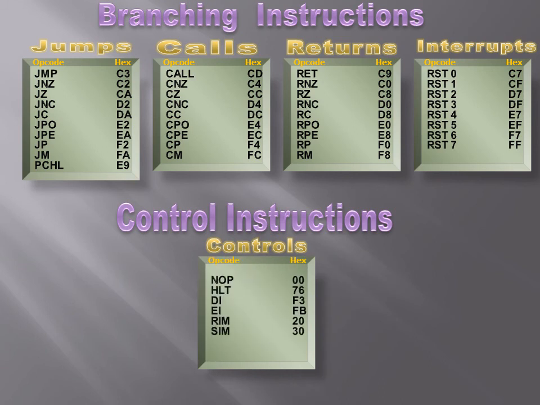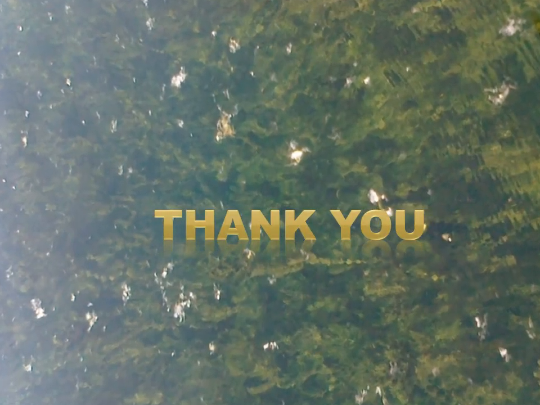Then we have the control instructions like NOP, doing no operation, halt. We have then DI, EI, and then we have the masking instructions, RIM and SIM, for interrupt processing. And this is all about the instruction set. Thank you very much.